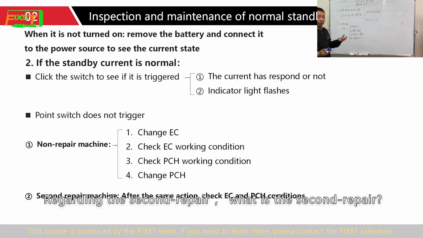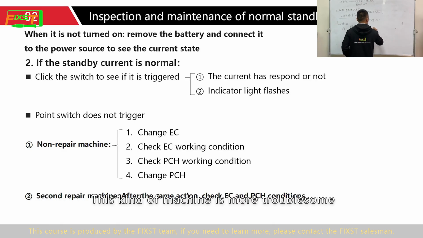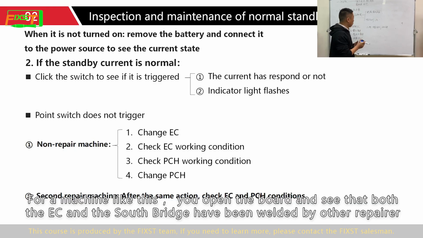Regarding the second repair, what is a second repair? If the EC and the south bridge were not fixed after being replaced by other repairers, there was a history of maintenance. This kind of machine is more troublesome. For a machine like this, you open the board and see that both the EC and the south bridge have been welded by other repairers.